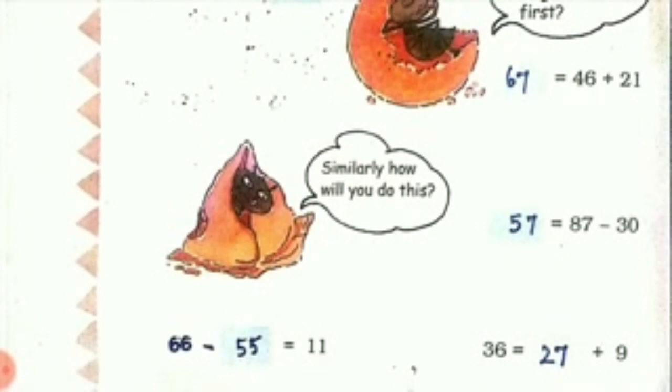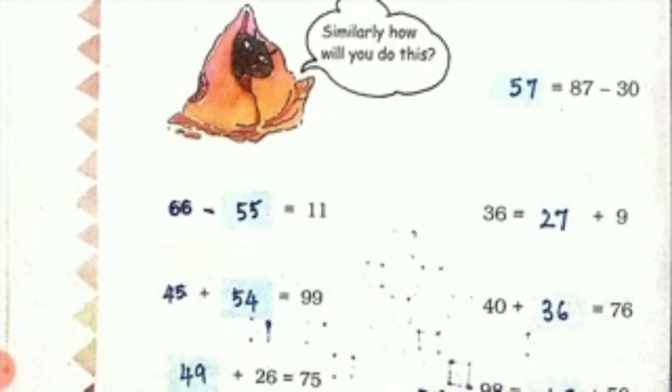Next, 47 equals 37 plus 10. So 37 plus 9 is 46. 65 minus 30 is 35. 67 equals 46 plus 21. 57 equals 87 minus 30. So 66 minus 55 is 11. So what will be added to 9 to get 36 is 27. 65 plus 34 is 99. 49 plus 26 is 75.